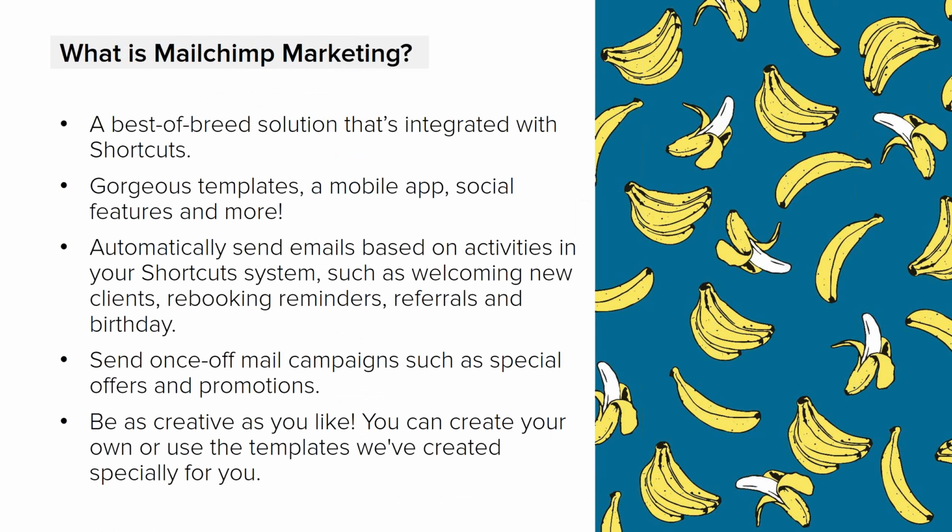You'll be able to do all your once-off style campaigns in there, such as special offers, promotions, newsletters. Mailchimp's really great for that because you have full control over your templates. So you can be as creative as you want in the Mailchimp side of things. You're going to have a drag and drop editor, and Mailchimp offers some preset templates of their own that you can start with, and Shortcuts also has some templates that we've created that you can download straight into your Mailchimp account as well. Otherwise, you can just start from scratch.